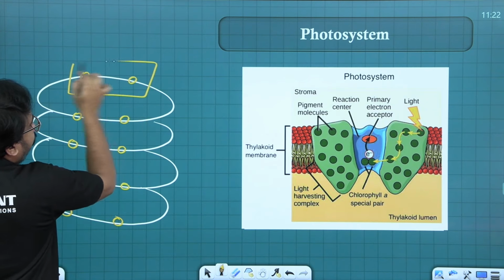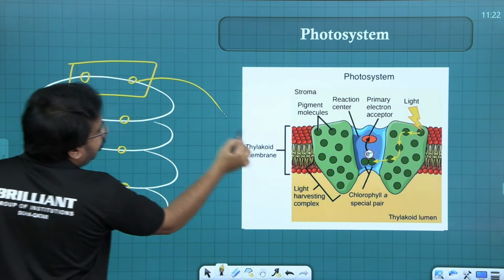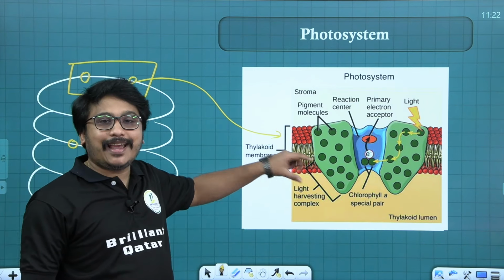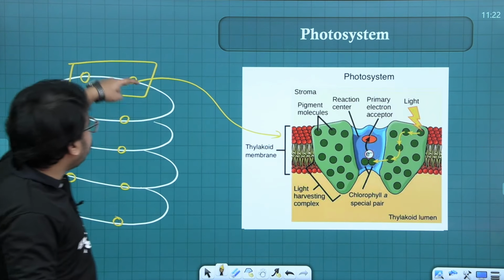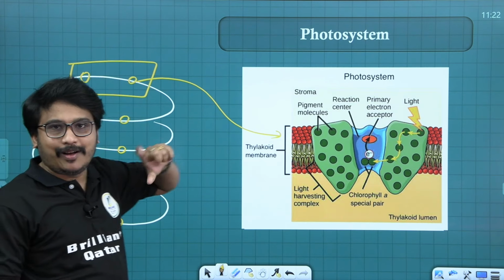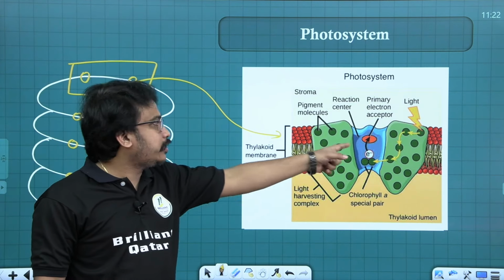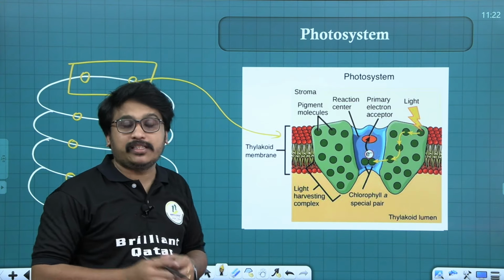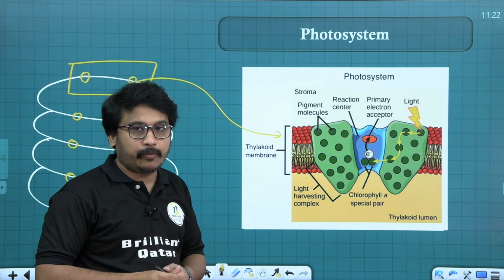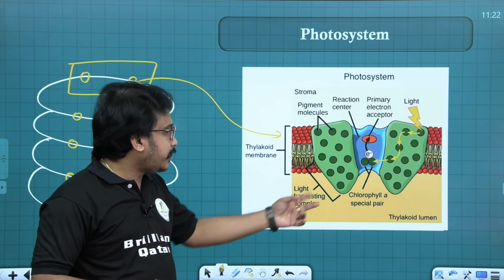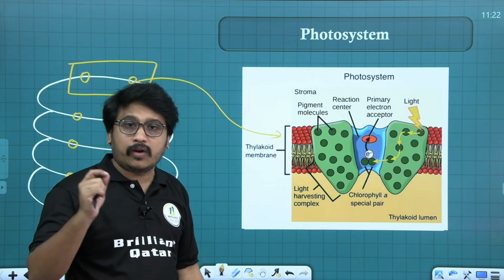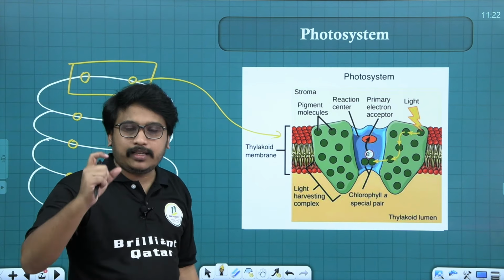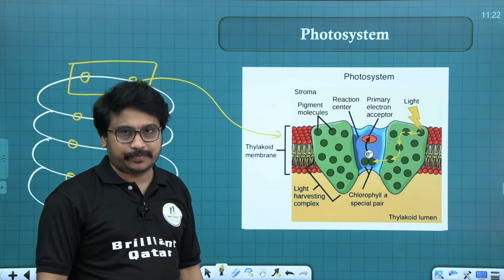So one of the thylakoid membranes has been enlarged and drawn in this diagram. Hope you can see a lipid bilayer in this thylakoid membrane. On that only the photosystem is located. And this photosystem is mainly made up of two things. One is the light harvesting complex or antenna molecule, and at the center there is a reaction center.